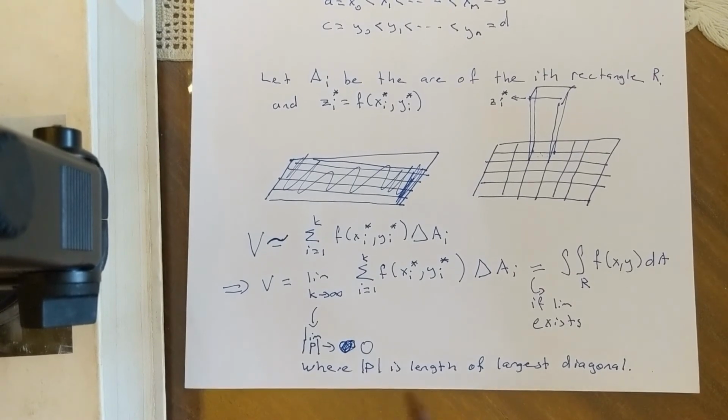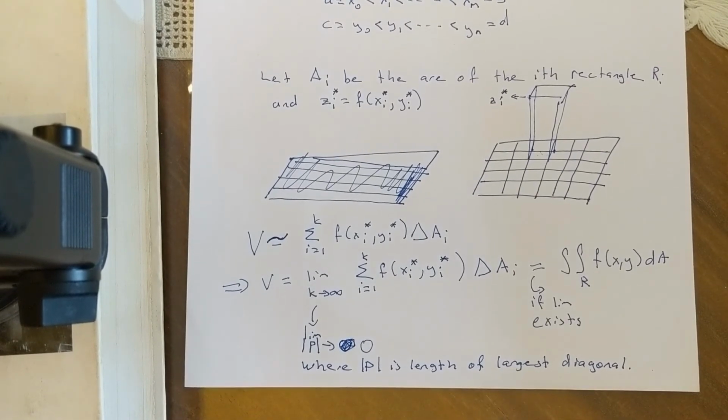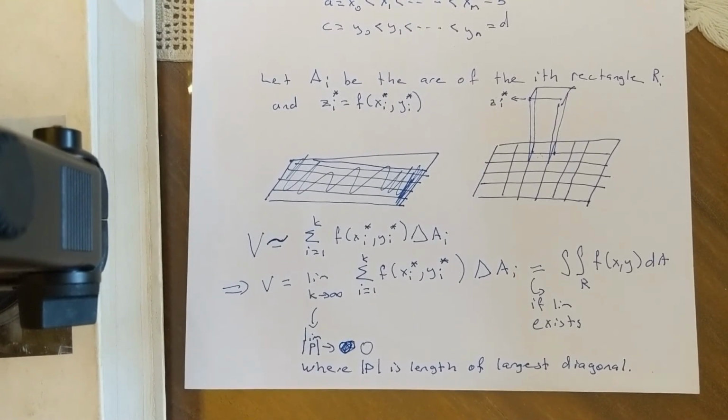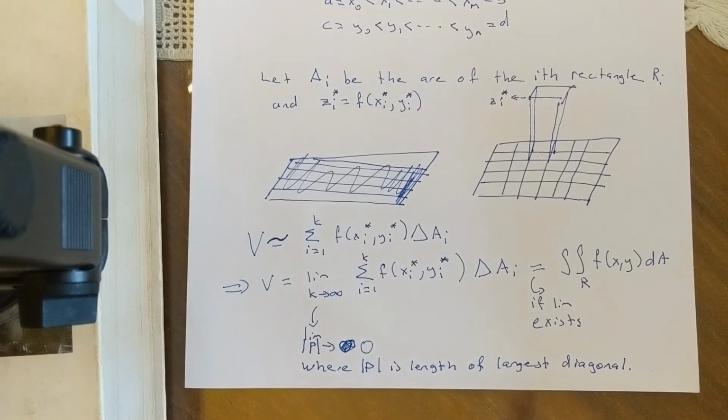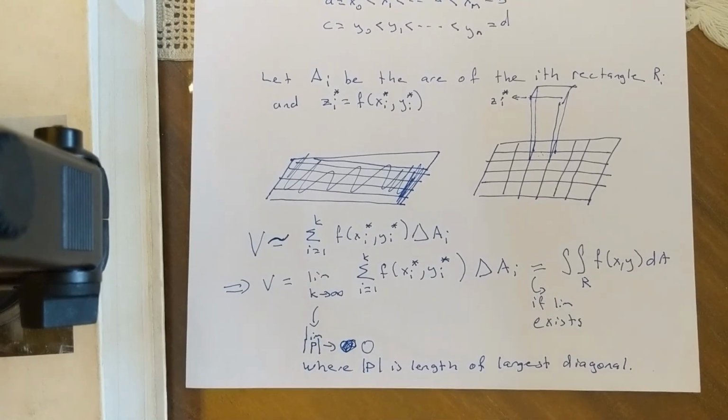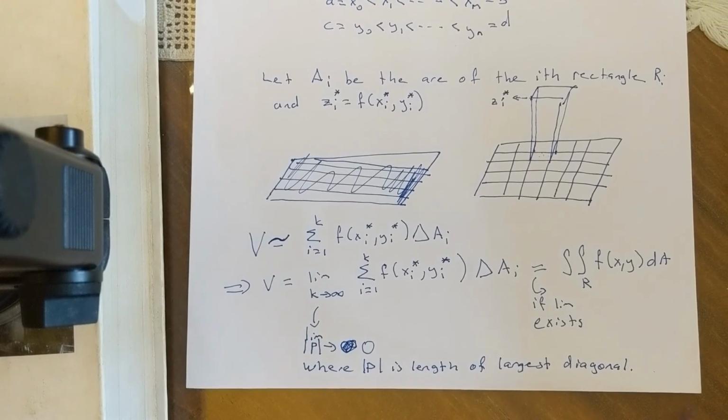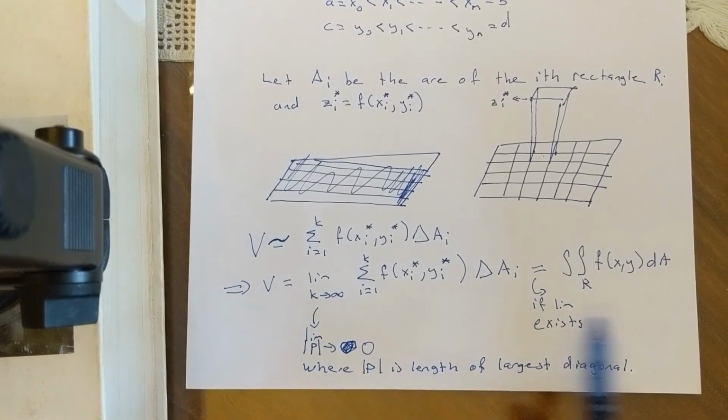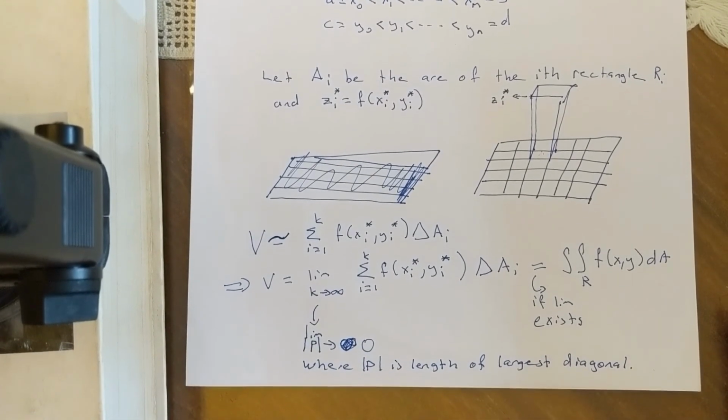But that's the same thing as saying the area of the rectangle goes to 0 if the diagonal goes to 0. So here, the norm of P, the norm of the partition, we'd like to go to 0, where the norm of the partition is the largest diagonal, or you might want to say the area of the largest rectangle, it's the same thing. So this is the definition. This is kind of the Riemann definition of calculating volumes.